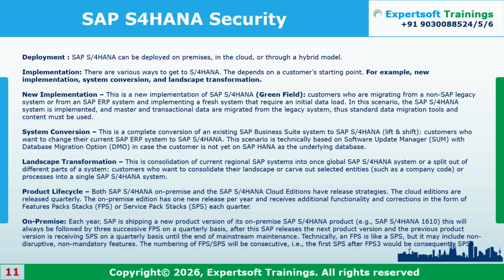That means customers who are migrating from non-SAP legacy systems to an ERP system. So that is a new implementation. They are getting the S4 HANA system. A new implementation is nothing but a greenfield, from an actual non-SAP system to an S4 HANA system.